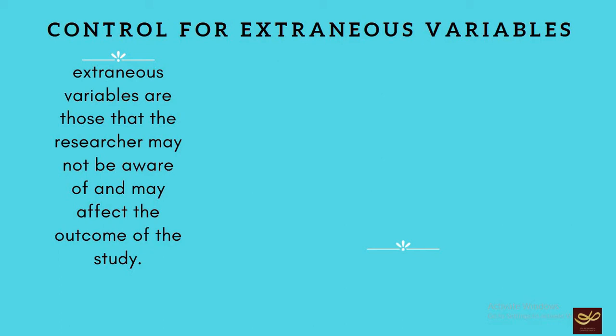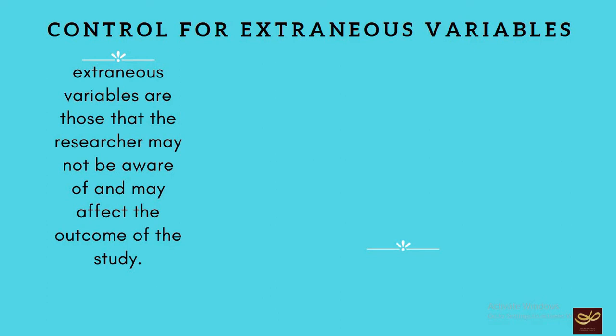Okay? Now, what is the reason why we need to control for extraneous variables? Essentially, the experimental research design is supposed to establish a cause and effect relationship. So if A affects B, your certainty of saying that A indeed affects B must be rooted to the fact that there's no other factor other than A that affects B.